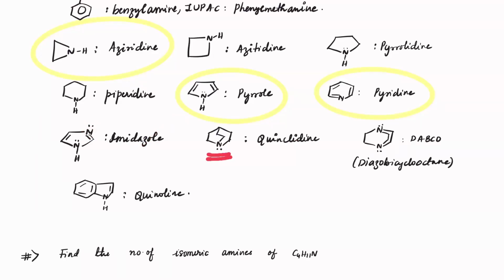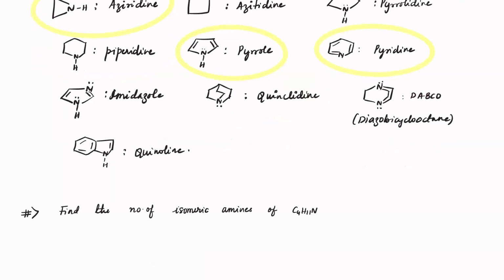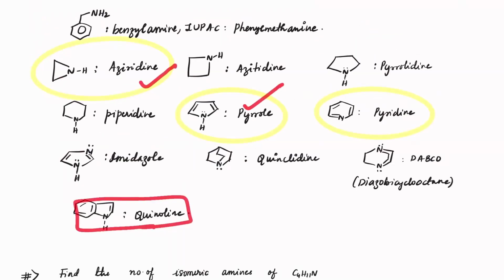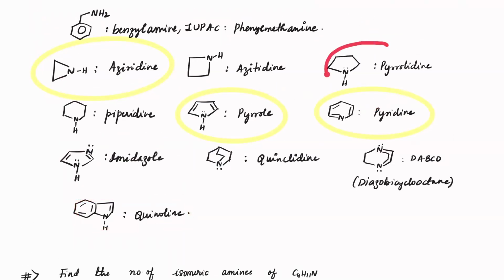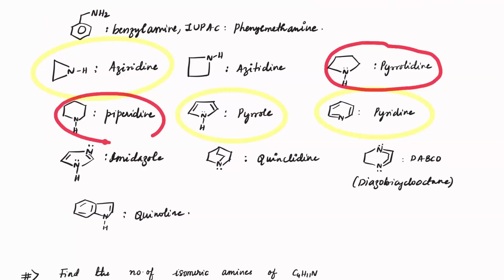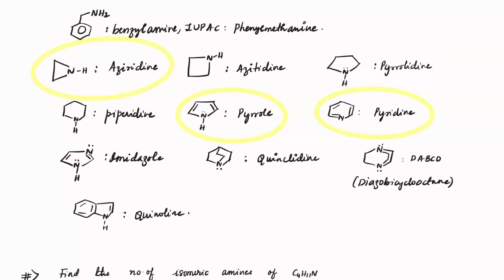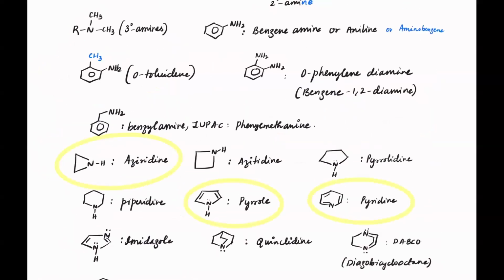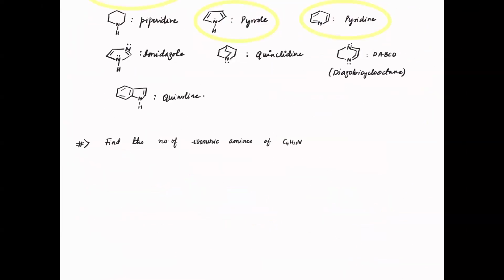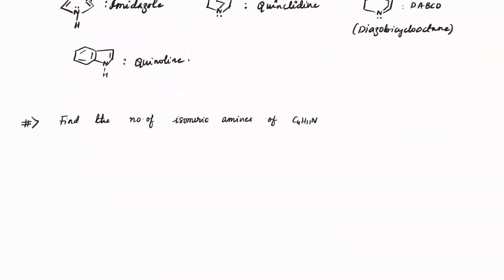If you have a bicyclic nitrogen group, that is quinuclidine. And if you have the same kind of structure with two nitrogens, it is called diazabicyclooctane, DABCO. This is quinoline. Now, these are very, very important. Going ahead, I think you should also learn pyrrolidine as well as piperidine while solving questions, especially in the case of cyclic structures. All right, this is typically how the nomenclature works for amines.